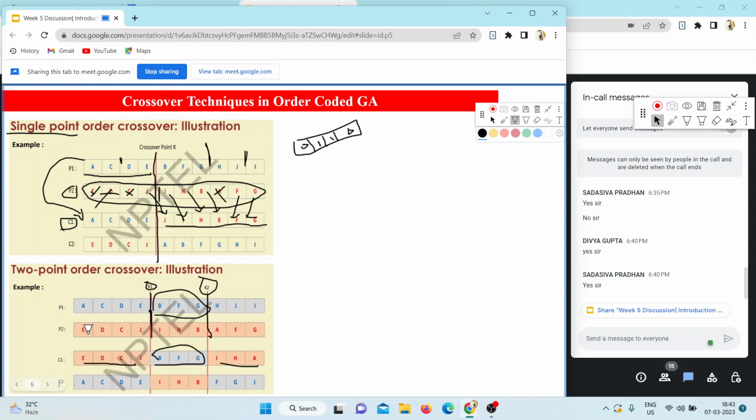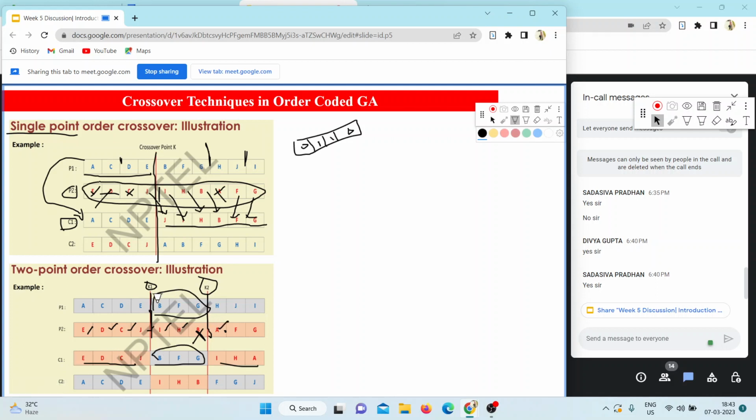So here, as BFG is already there, we are keeping E, we are keeping D, because D is not in BFG, we are keeping C, and J we are also keeping, I we can keep, H we can keep, yes. B, as B is already here, we can't keep B from here, right? Then we have to look for the next bit. So next, A we can keep.